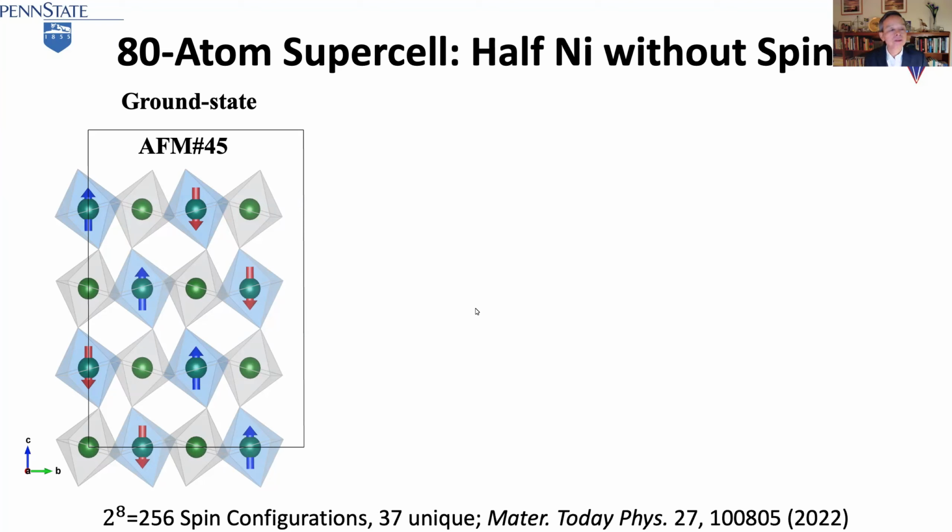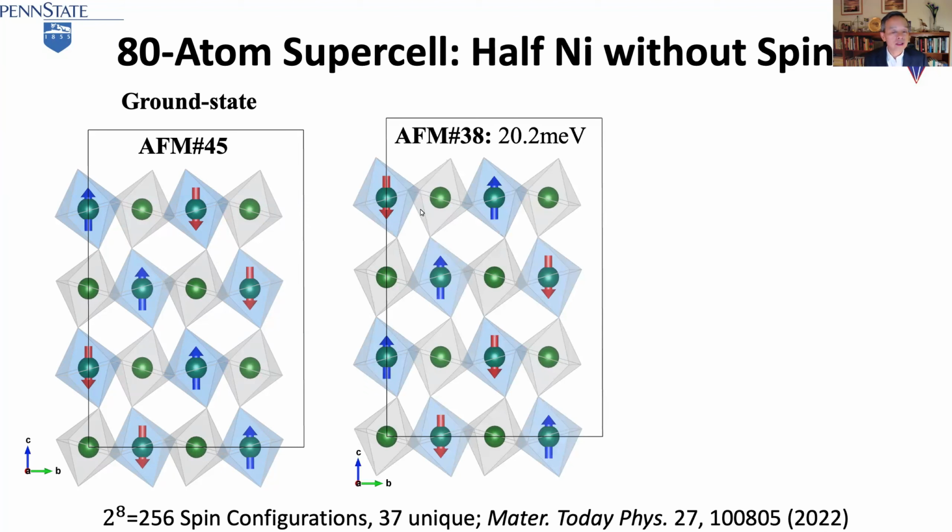This is the paper published last year. The second lowest one is another AFM, which is 20.2 MeV higher in energy than this one. Now you see that the polarization becomes a little different, right? Looking at this one, this spin here changed. It changed to the opposite direction. So this has 20.2 MeV. So it's pretty low energy.